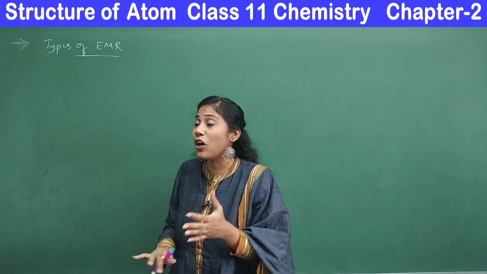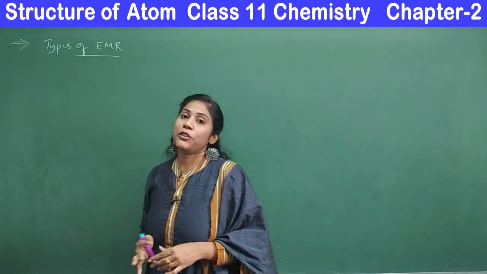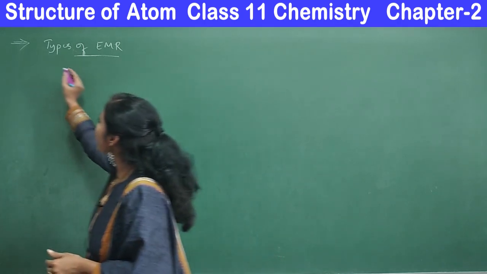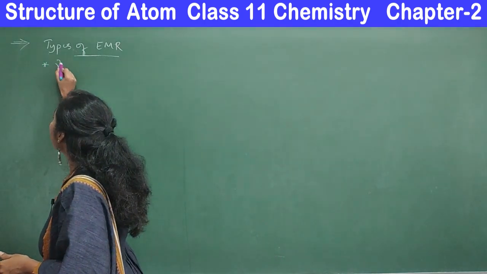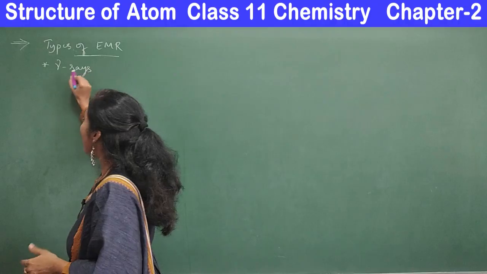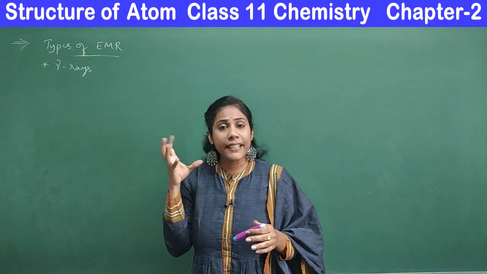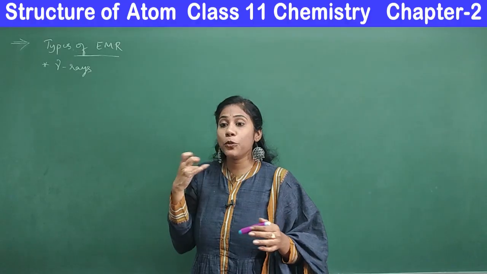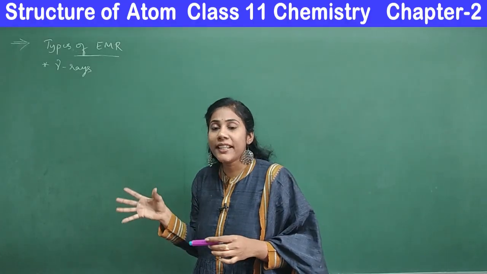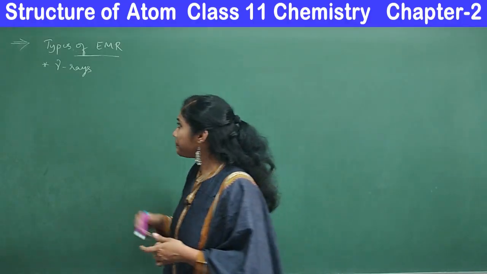So that's how we have got different types of electromagnetic radiations. So what are the different types? The first one is gamma rays. These gamma rays have very high energy. Say if a body is heated to a large extent, if it has too much heat energy, it can produce these gamma rays.